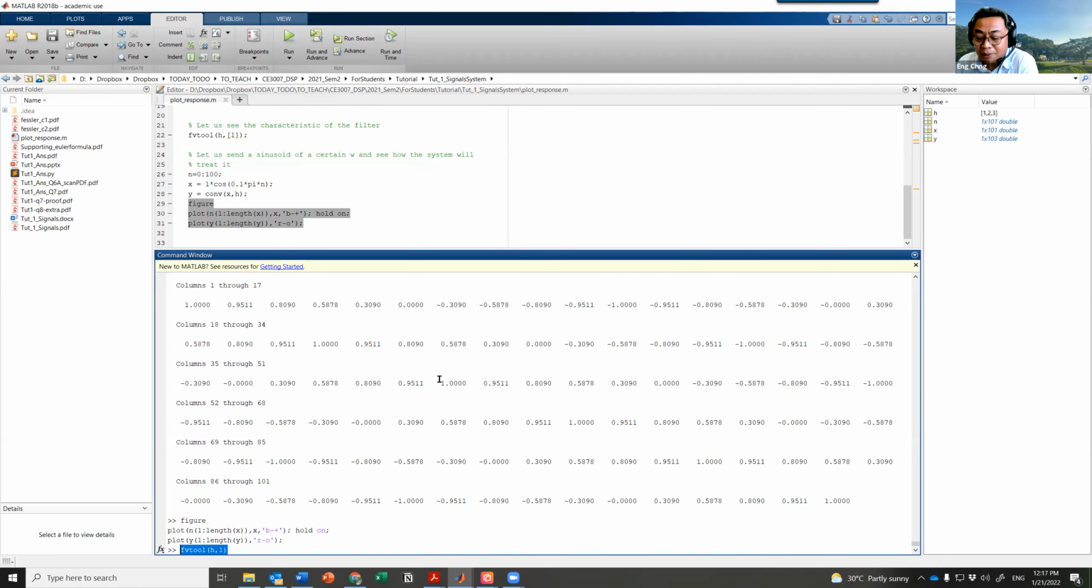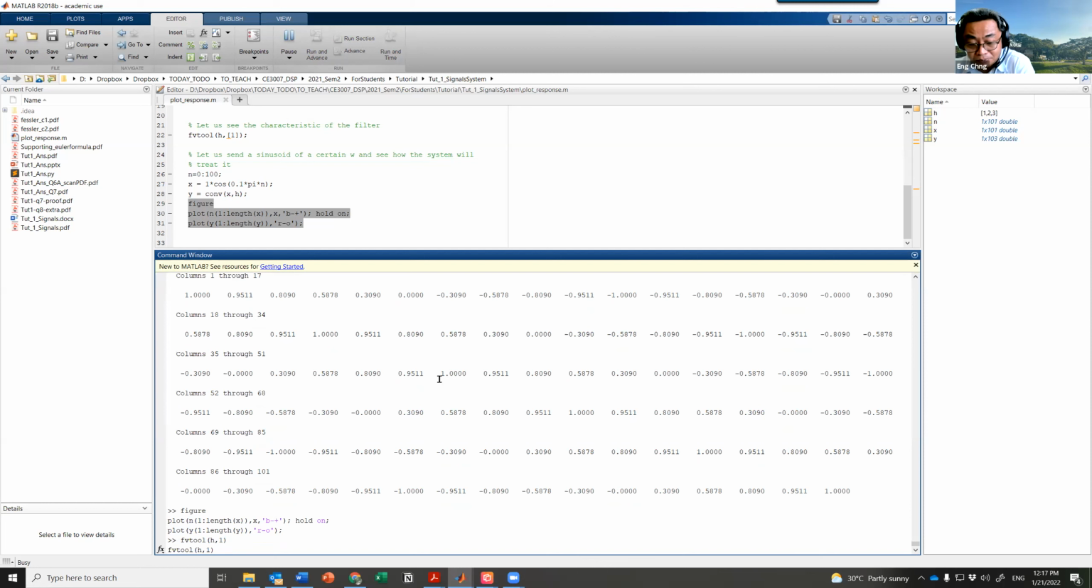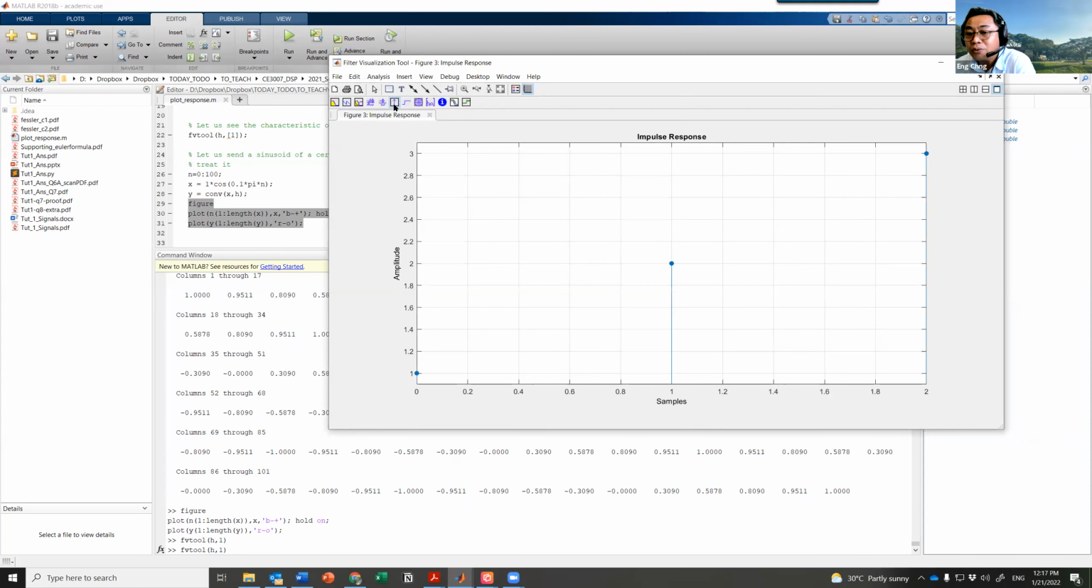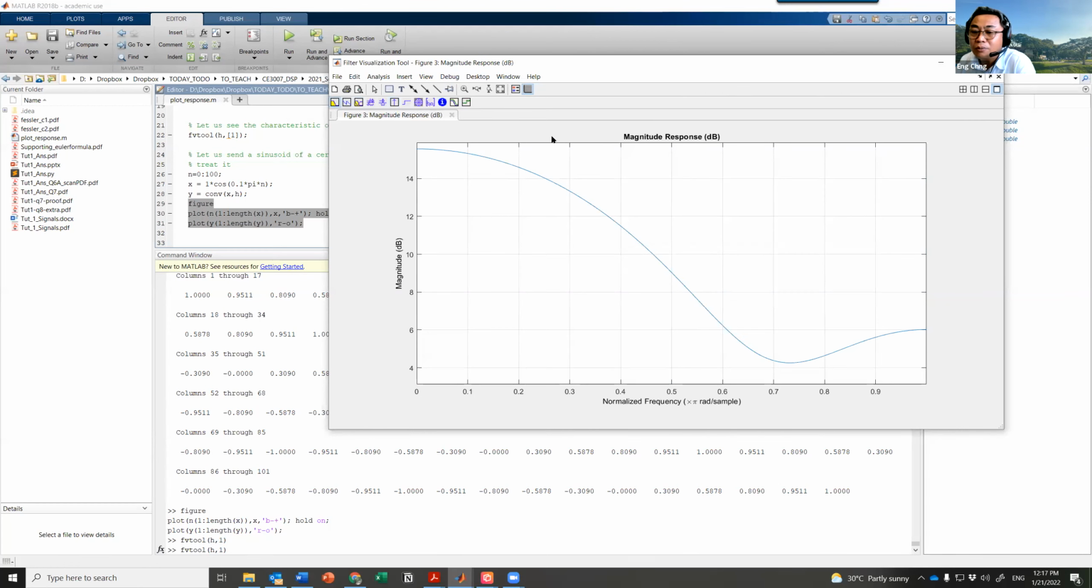We are sending the impulse response, and FV2 is a MATLAB package where this little button will show you the impulse response, 1, 2, 3, right? Exactly at time 0, 1, 2. This is the impulse response of the system. The other buttons will tell you the magnitude and the phase response of the output. Let us go to the magnitude first. Click on the magnitude button.